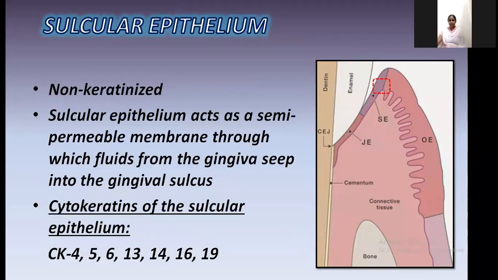Sulcular epithelium. This is the sulcular epithelium in purple color. It is a non-keratinized structure. Very important one word. Sulcular epithelium is non-keratinized. Sulcular epithelium acts as a semi-permeable membrane through which fluids from the gingiva seep into the gingival sulcus. Cytokeratins of the sulcular epithelium are cytokeratin 4, 5, 6, 13, 14, 16, and 19.